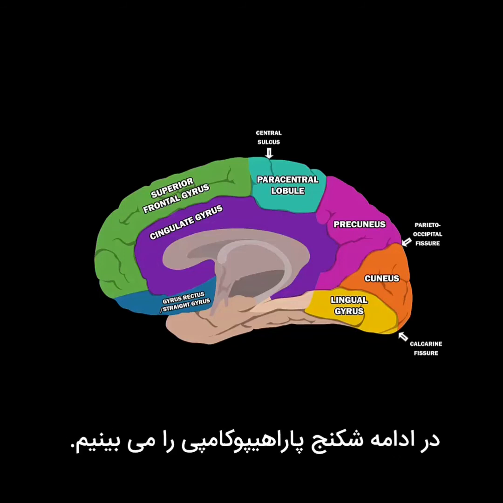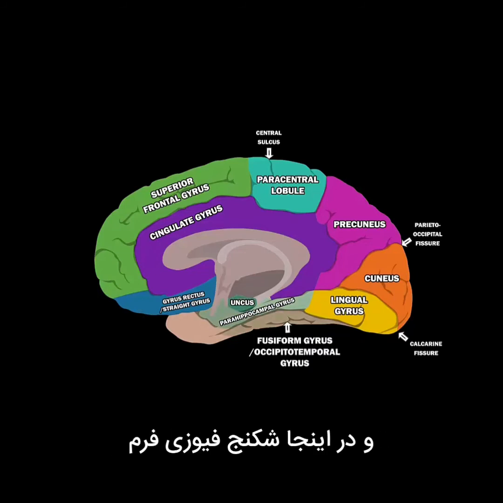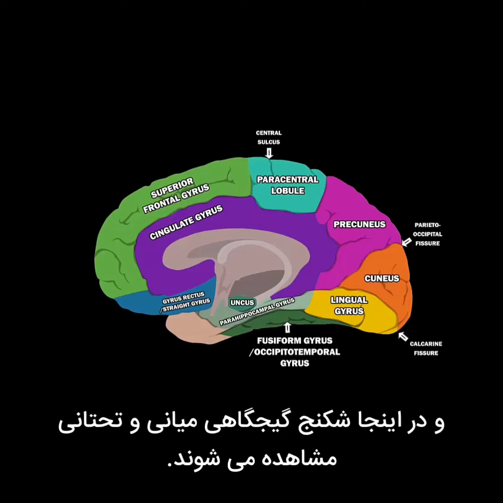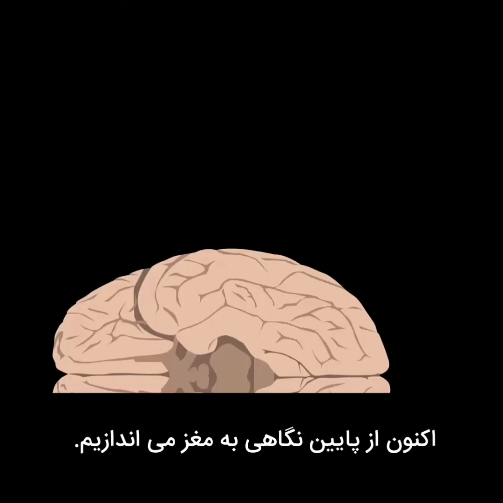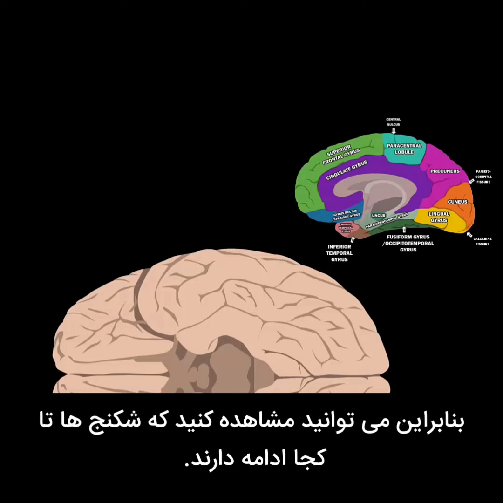Moving on, we see the parahippocampal gyrus, at the extremity of which lies the uncus. Then, there's the fusiform gyrus, also called the occipitotemporal gyrus, which you use to recognize faces. And then, we see the inferior and middle temporal gyri peeking out. Let's look at the brain from the bottom now, and I'll keep the medial surface visible next to it so you can see where the gyri continue.